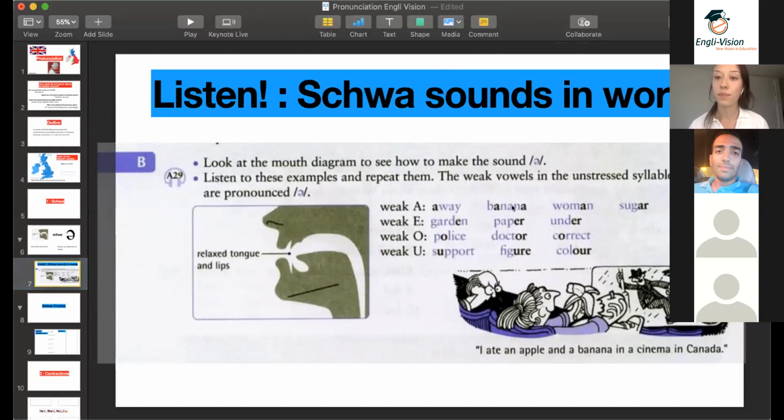Away, banana, woman, sugar, garden, paper, under, police, doctor, correct, support, figure, colour.